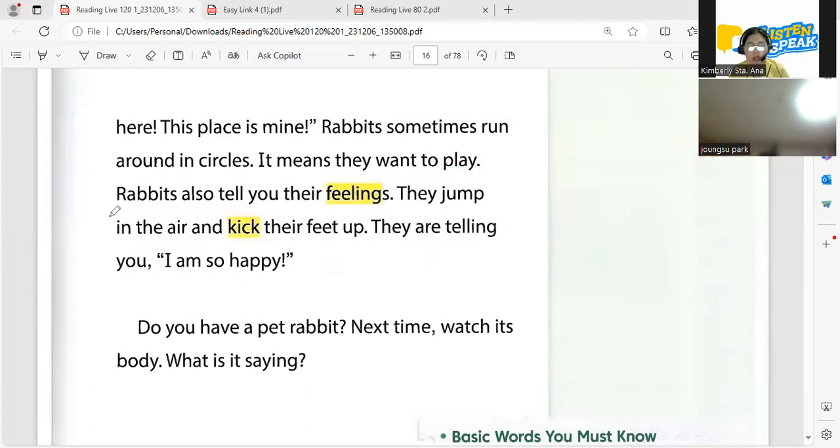Let's continue. Let's read, Jimin. Rabbits also tell you their feelings. They jump in the air and kick their feet up. Very good. So when they are telling that, what if they kick their feet up, what does that mean?